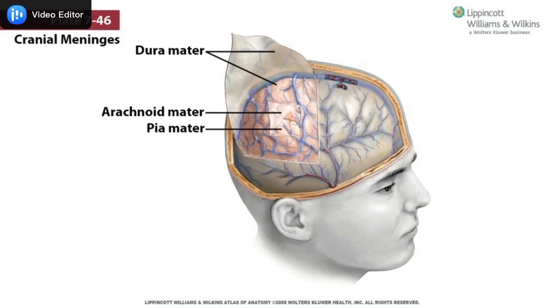The space between the arachnoid mater and the pia mater, the subarachnoid space, contains cerebrospinal fluid that is manufactured in the brain. The pia mater is very thin and elastic and adherent to the brain and spinal cord, as well as to the roots and spinal nerves.